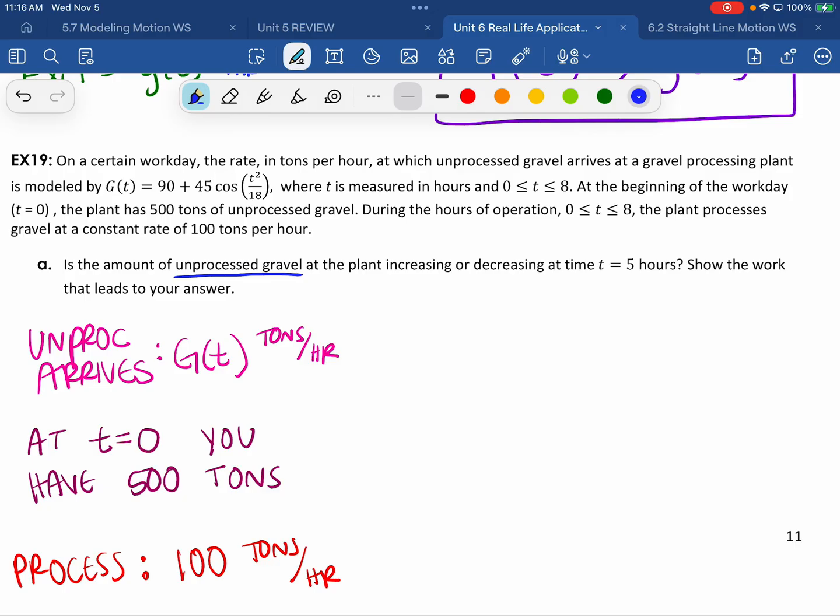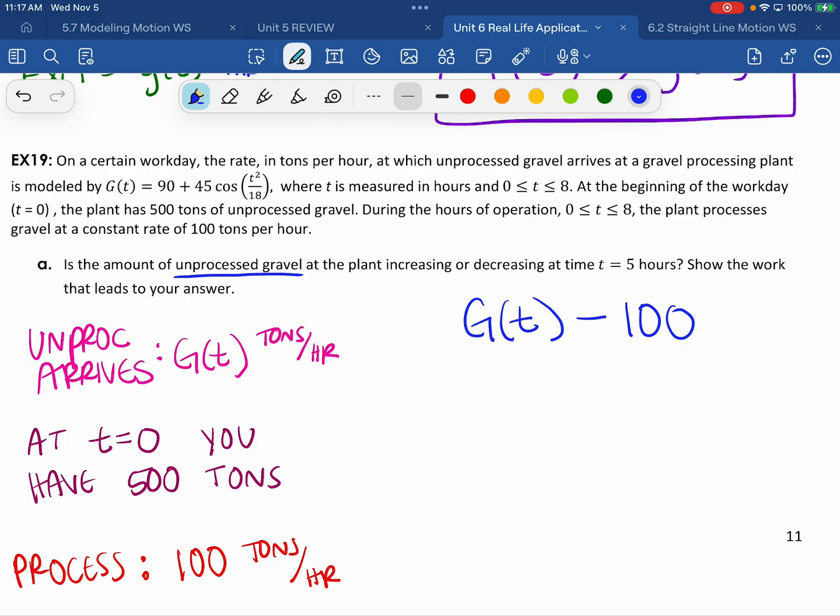All right, so I'm going to take the processed gravel that arrives, because that's going to make my pile bigger, right? And I'm going to subtract how fast I process it, which is 100. Do I care about the 500? Do I care about how much I started with? No, because it's a constant.